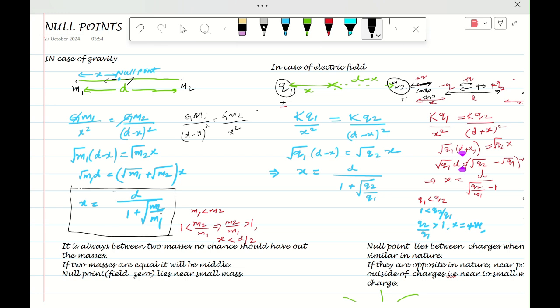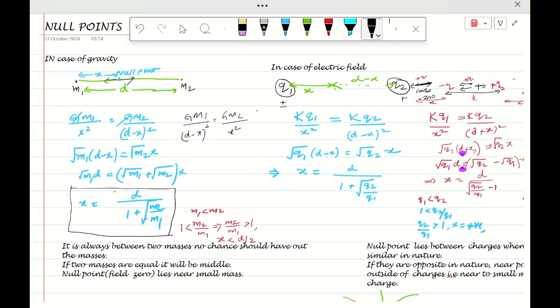There will be no negative mass, that's why m1 and m2 are always positive. But m1 can be less or greater, that means one is less, one is more. For example, m1 is less than m2. Then m2 by m1 is more than 1, so the root of m2 by m1 also becomes more than 1.